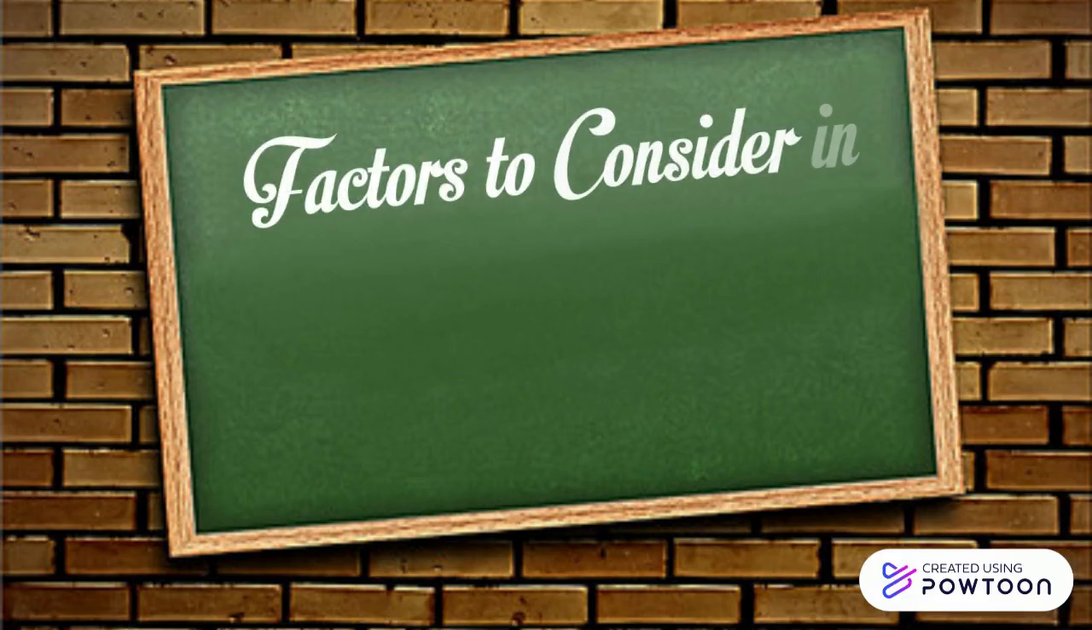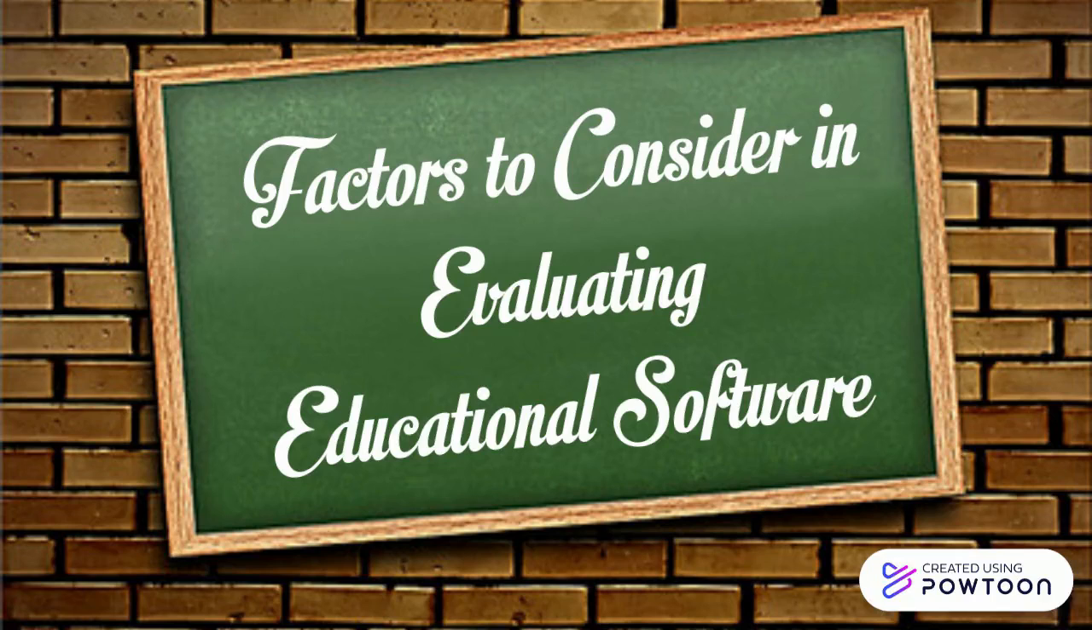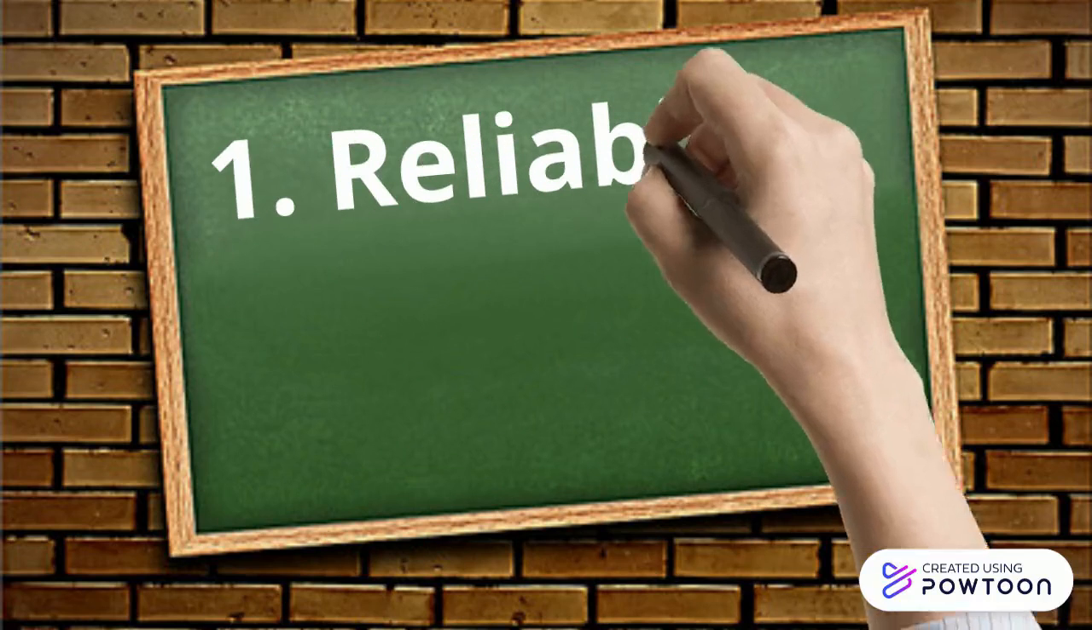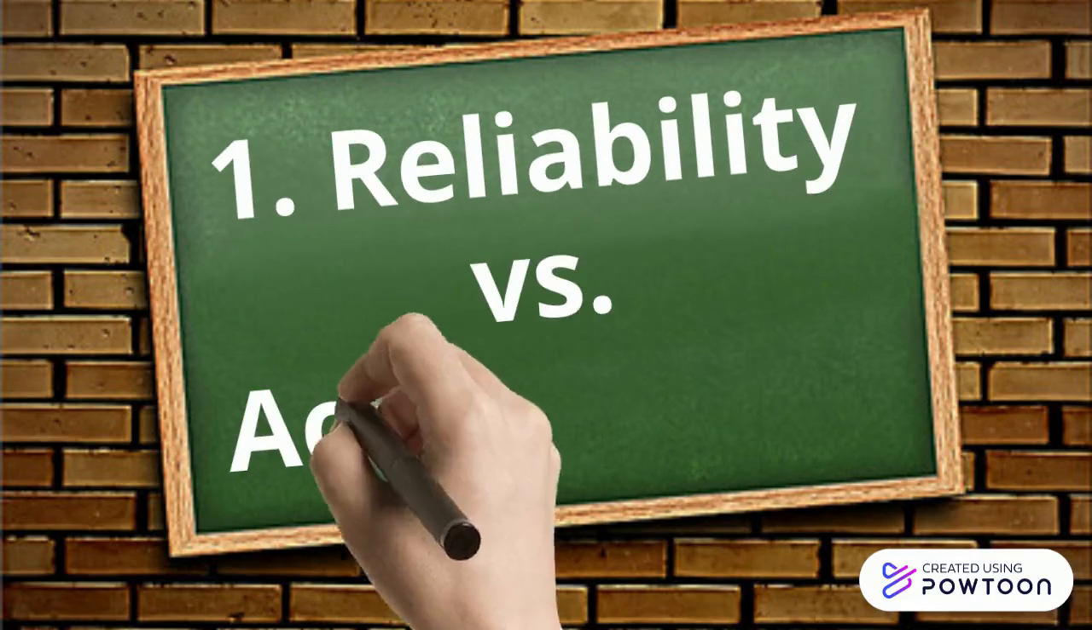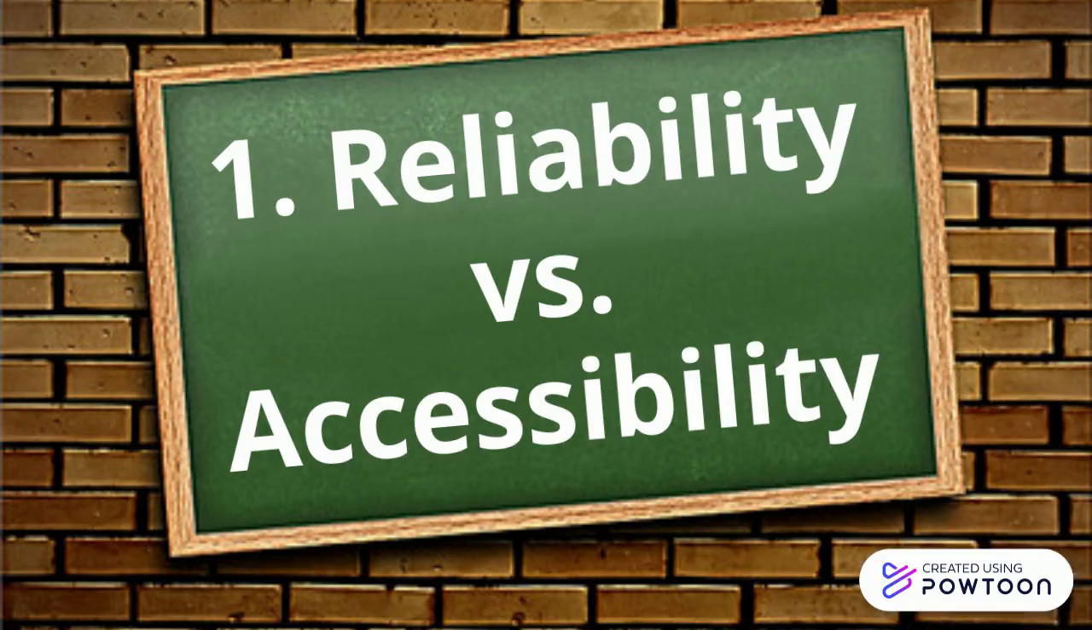And now, let us proceed to the factors to consider in evaluating educational software. The first one is reliability versus accessibility. Just because a piece of software is reliable and easy to use does not necessarily indicate that it is of high educational value or that it meets the learning needs of a child with learning disabilities.